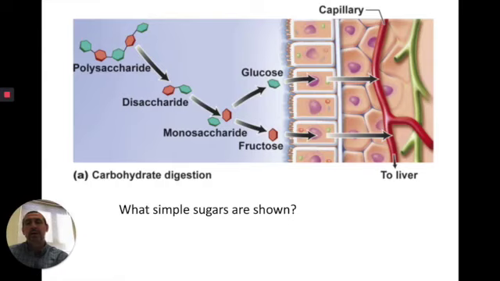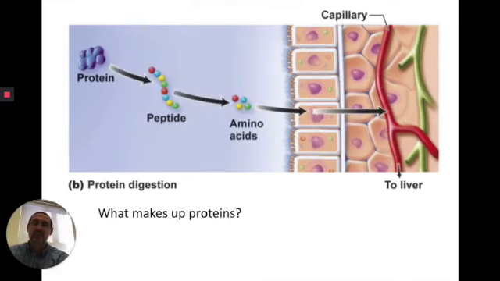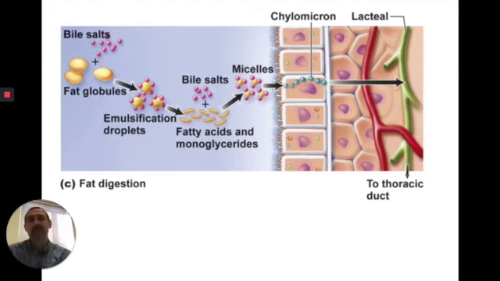Here's an example of carbohydrates being broken down in the small intestine. Here's an example of proteins being broken down to amino acids. And finally, fats being broken down.